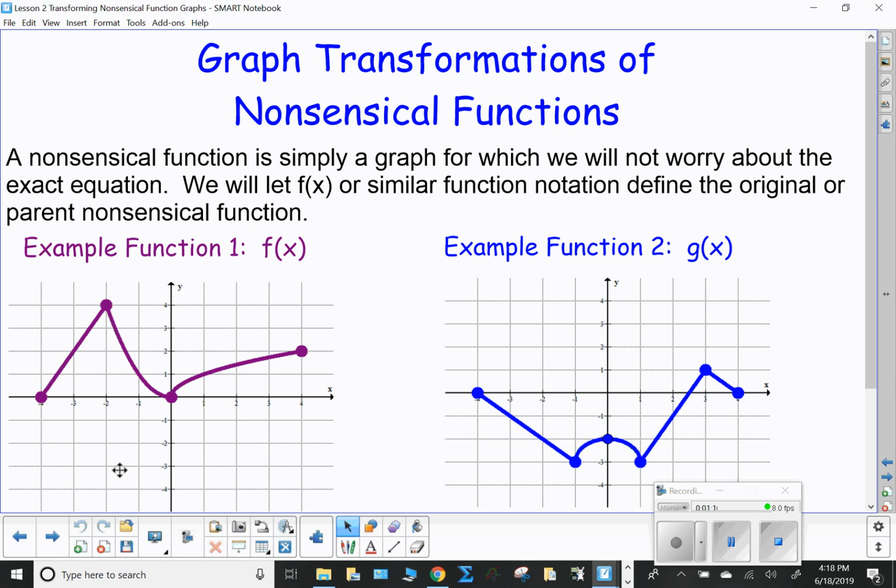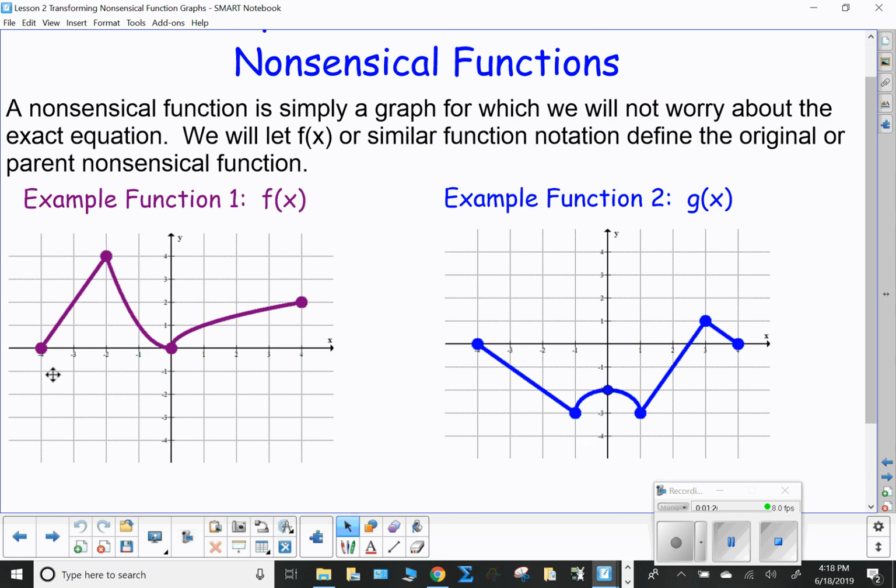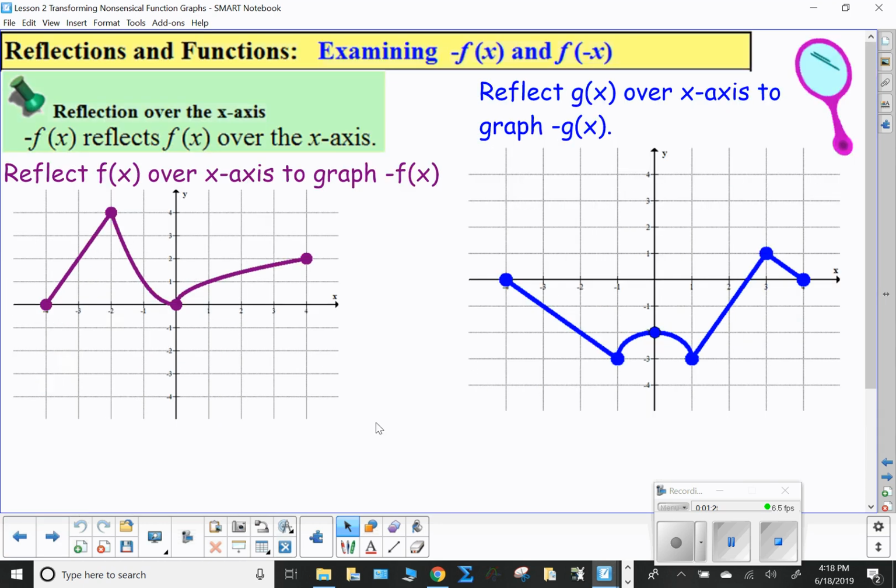Here's our first two examples. Example 1, f of x. It's this purple guy over here. This is our picture f of x. G of x is this pretty blue picture. That's it. That's all they are. Now, first we're going to look at reflections. Reflections are when there's a negative. If you see a negative, not subtracting, but a negative, basically multiplying by -1, then you know you have a reflection. The reflection will be either over the x-axis, meaning flipping upside down, or over the y-axis, flipping sideways.